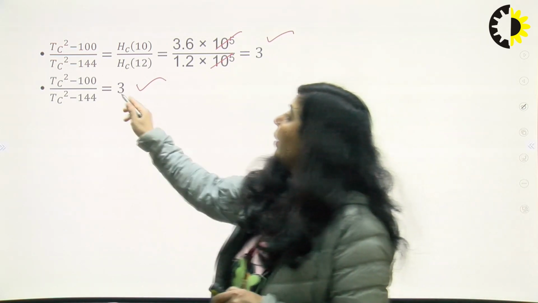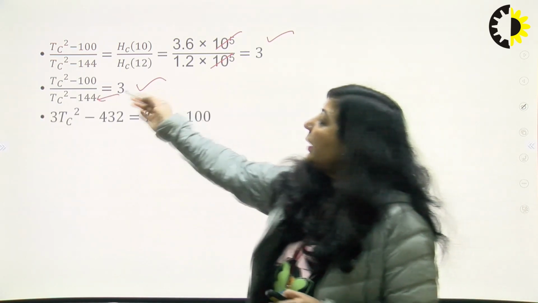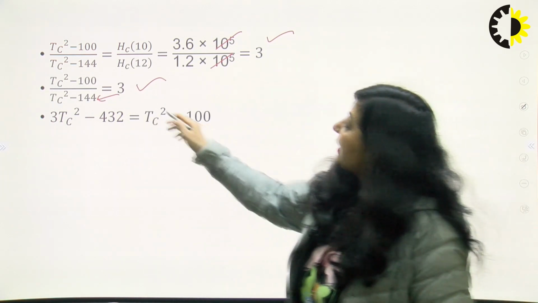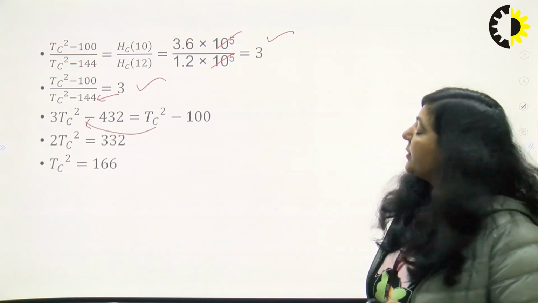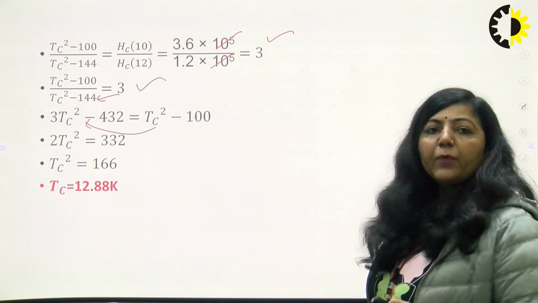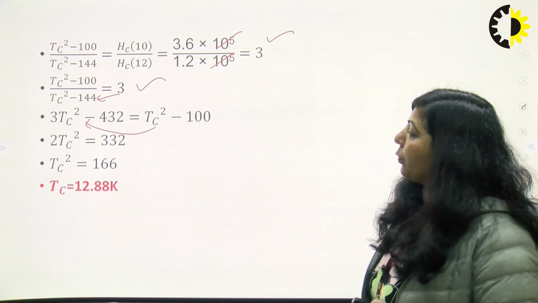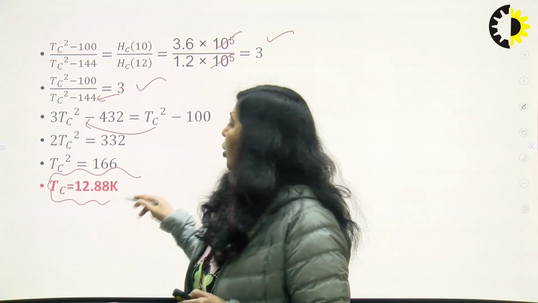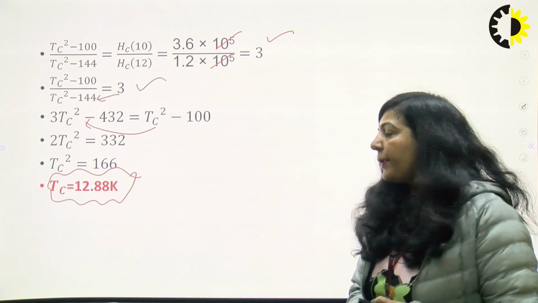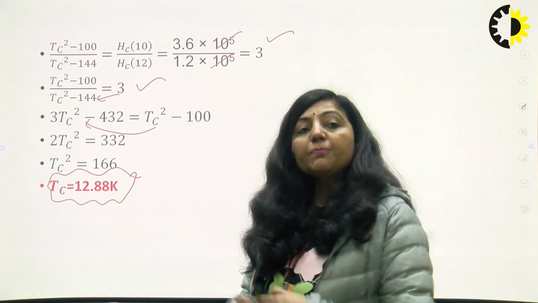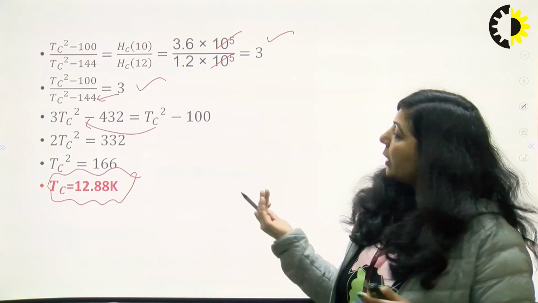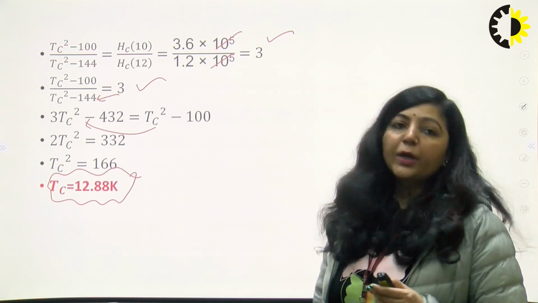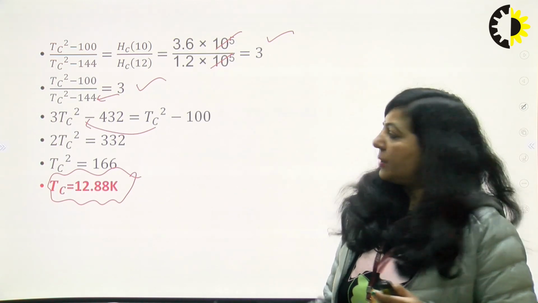Just simplify this. When you simplify, you will get 3Tc² minus 432 equal to Tc² minus 100. Simplify it for Tc. When you simplify, this Tc² will be 166. After taking the square root, you get the critical temperature of this particular material, and that critical temperature is 12.88 Kelvin. So if the critical field at two different temperatures is given, then by adopting this method you can easily find the critical temperature of that superconducting material. So this critical temperature is 12.88 Kelvin.